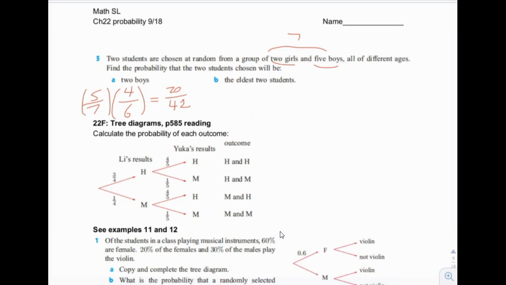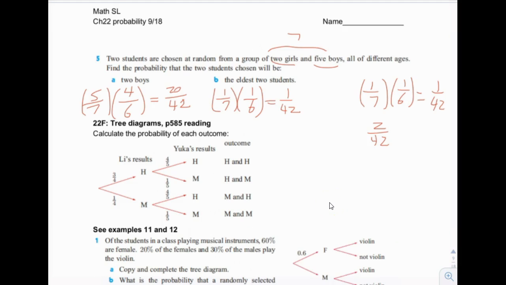So, to get the oldest one first, there would be a 1 in 7 chance. And then to get the second oldest second, there would be a 1 in 6 chance. And that would be 1 over 42, right? Now to get the second oldest first would be 1/7 also, and to get the oldest one second would be a 1/6 chance, so that'd be 1 over 42 also. Then you could add those 2 together, and the chance that you would get the 2 oldest people would be a total of 2 over 42.